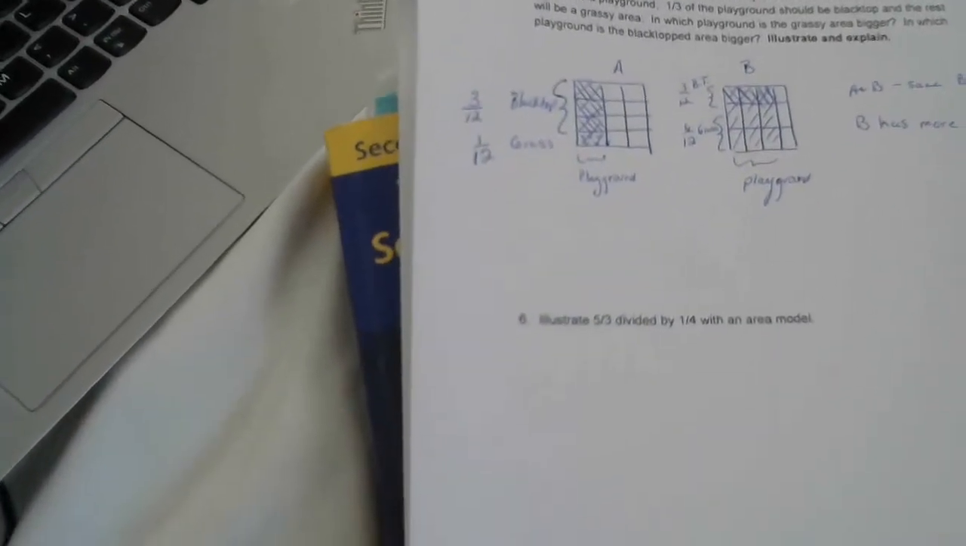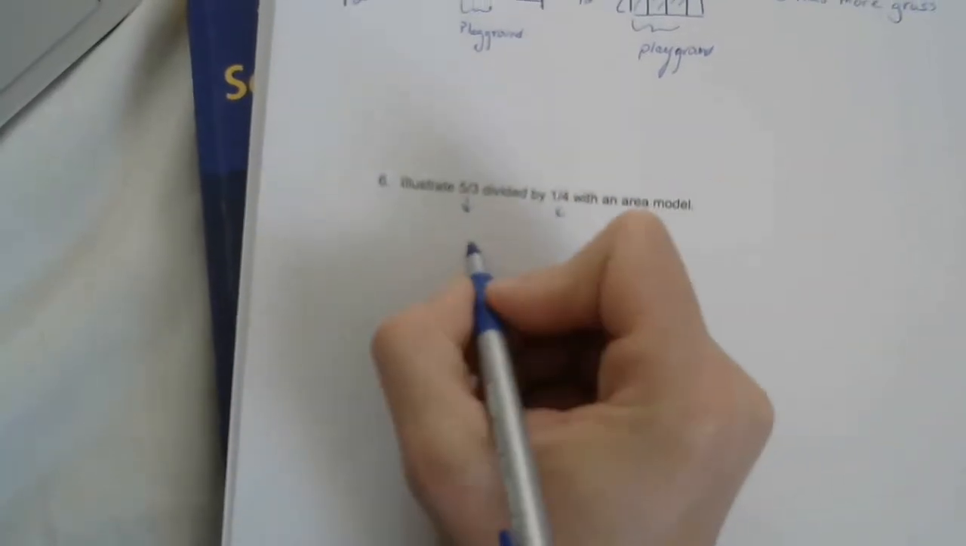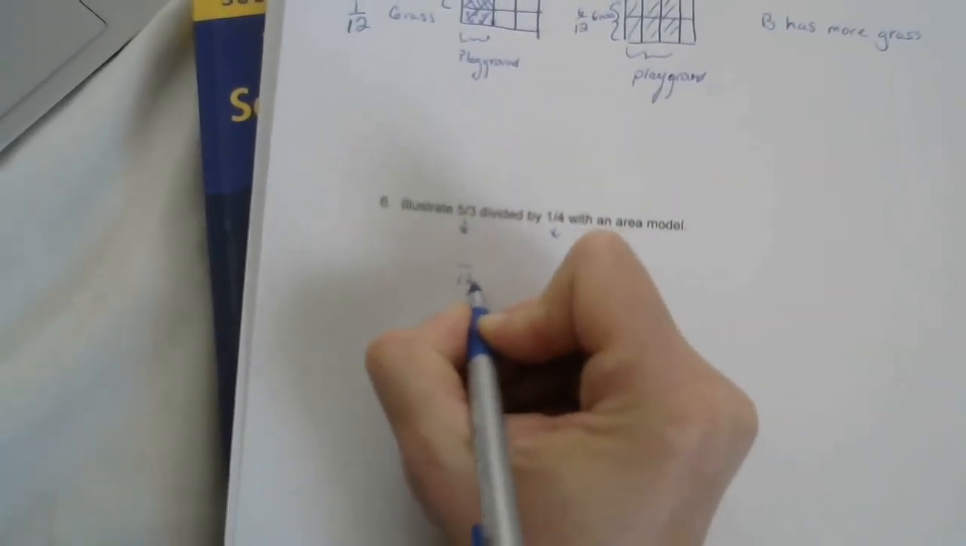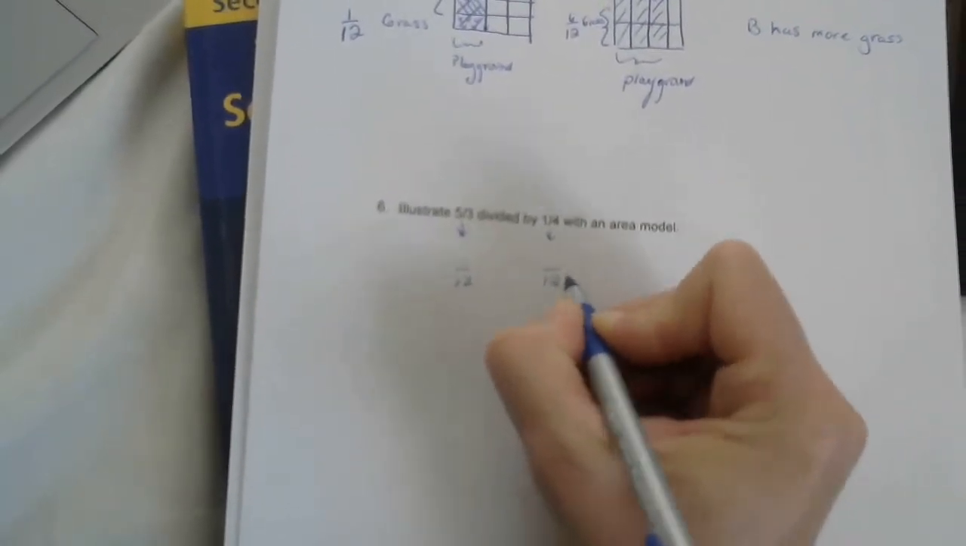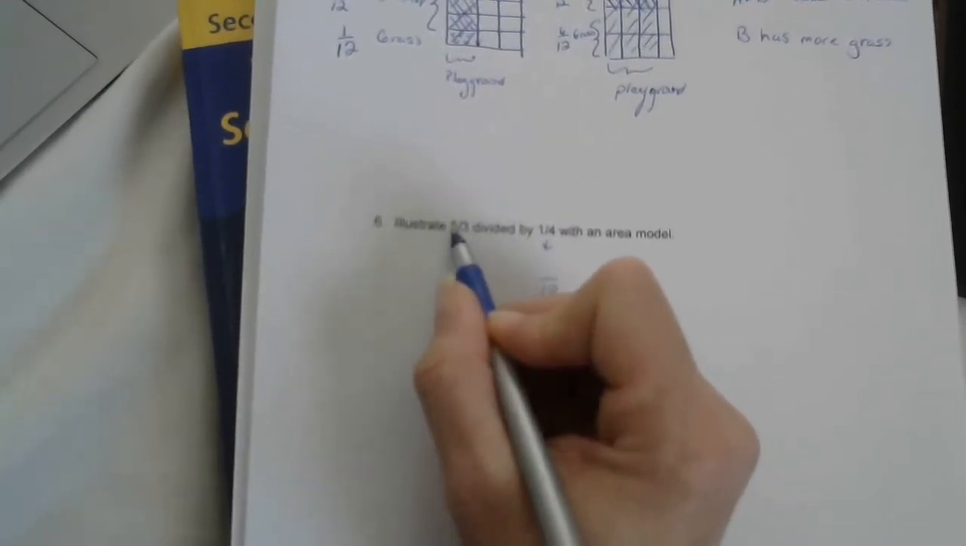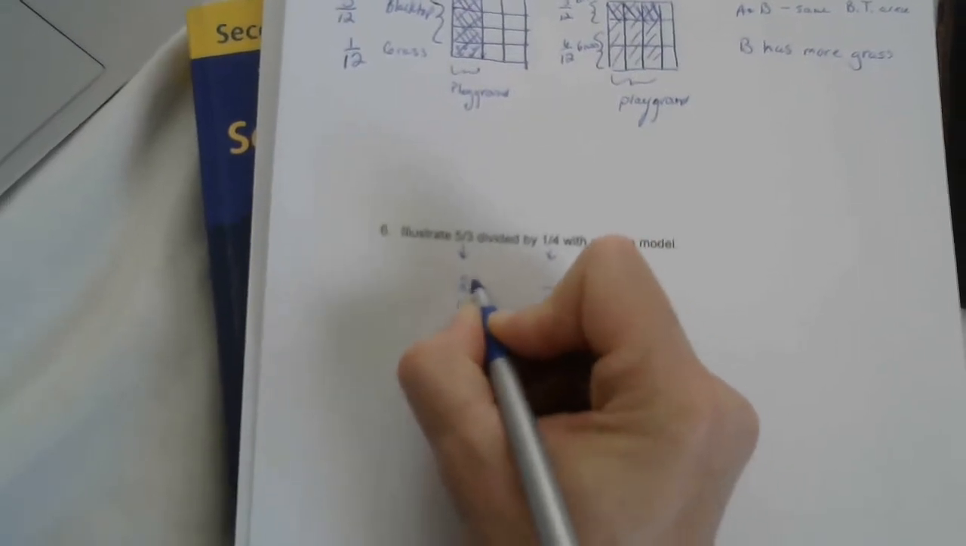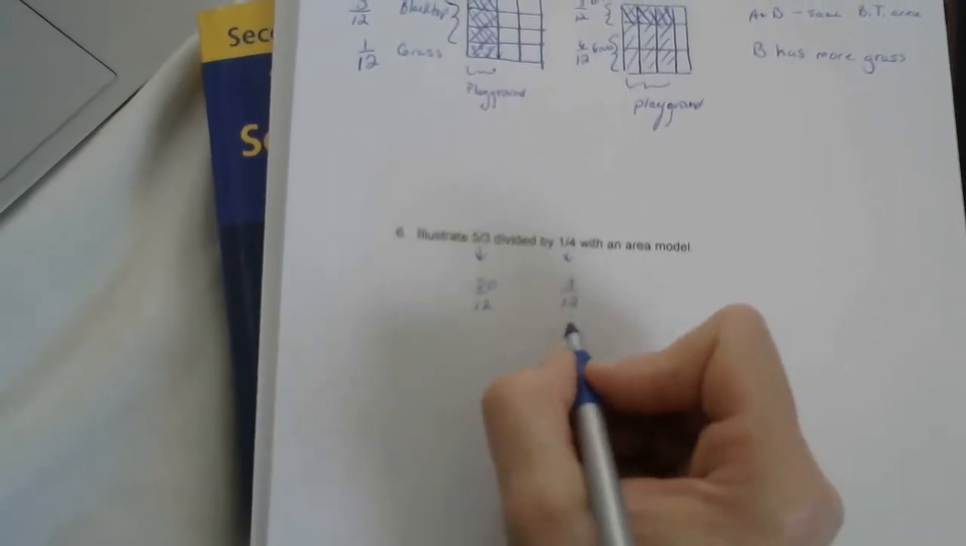6. Illustrate 5/3 divided by 1/4 with an area model. So the first thing we know we have to do is make these have a common denominator, because that's the only way that we can partition effectively is when we have equal denominators. So when we change this to 12ths, we'll change this top to 20 by multiplying by 4. And then this will become 3/12. So we have 20/12 divided by 3/12.